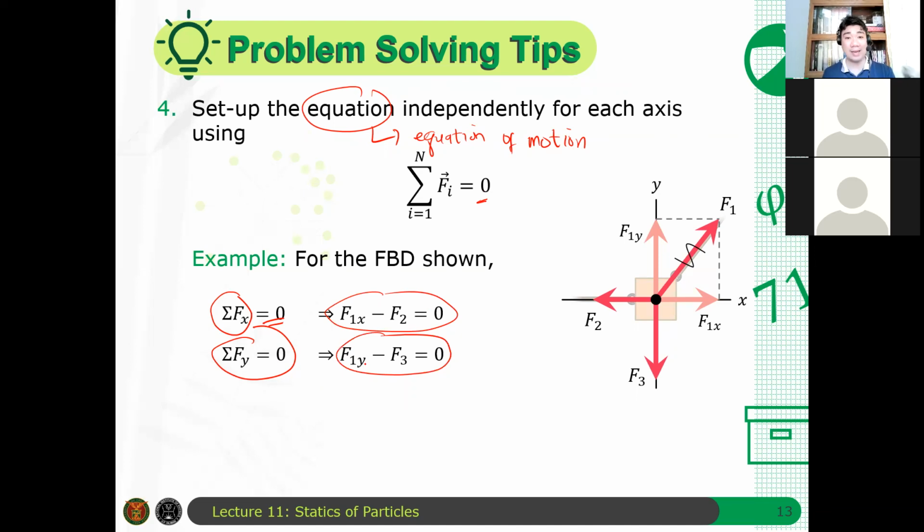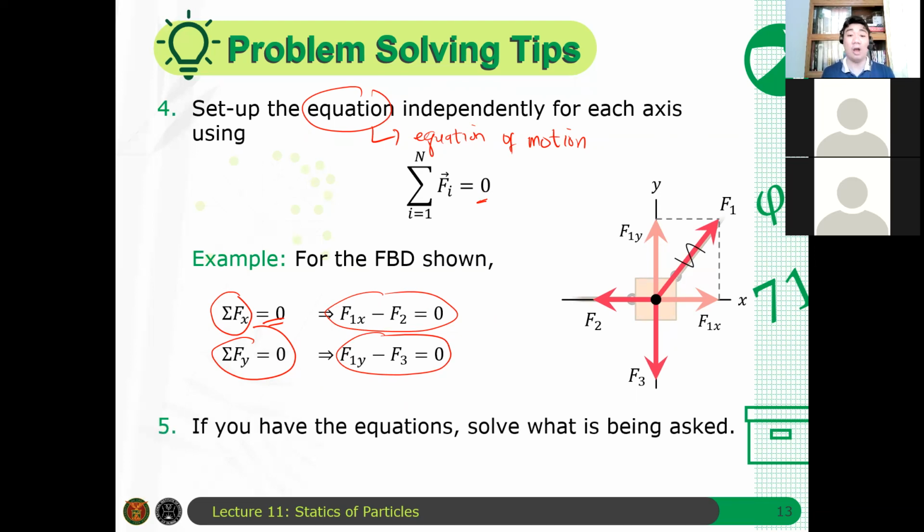Okay, depende dun sa tinatanong, halimbawa dalawa pala yung tinatanong, ilan yung kailangan mong equations. Okay, so obviously you will have equations, you need to solve what's being asked. So ganito, ilang equations ang kailangan mo if you have 3 unknowns? Obviously, dapat 3 din. If you have n unknowns, you need n equations. Huwag kakalimutan yon. And then you need to solve them simultaneously.